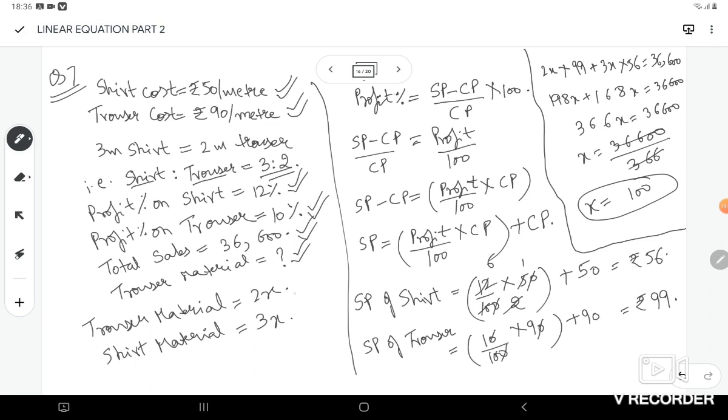So let the trouser material be equal to 2x. So the shirt material would be equal to 3x. Now here we have to use the formula for the profit percentage, as the profit percentage of both the shirt as well as the trouser is given. So the original formula is profit percentage is equal to selling price, that is the price at which the thing is sold, minus the cost price, that is the cost that the manufacturer has to bear, divided by the cost price, multiplied by 100.